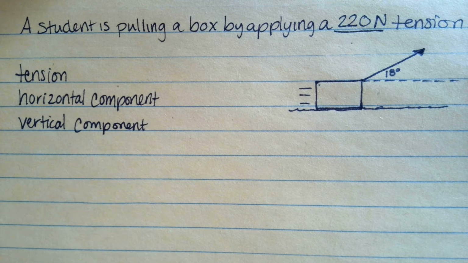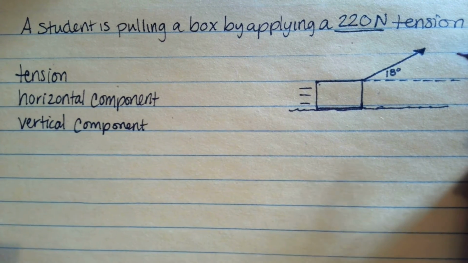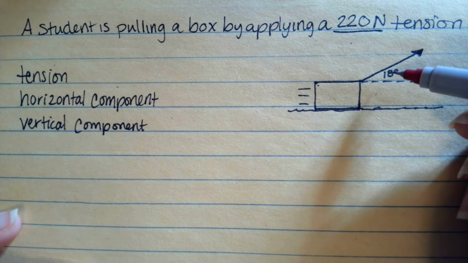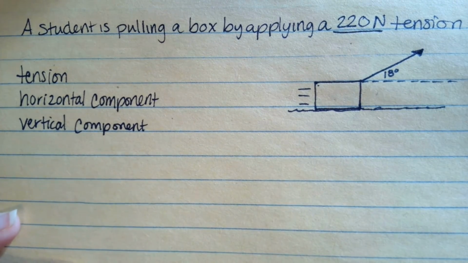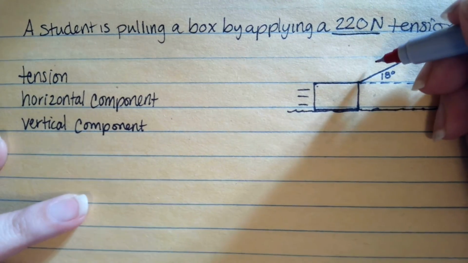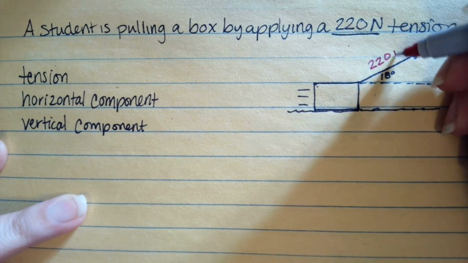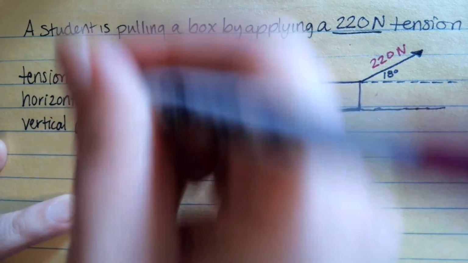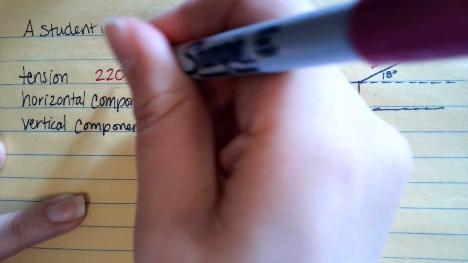Okay, the first one. A student is pulling a box by applying a 220 Newton tension to the rope. Here is that force. This is the angle that was given. Your angle is going to be different. So the tension, this 220, is the diagonal, because that is the force that's in the rope. So that is 220 newtons.